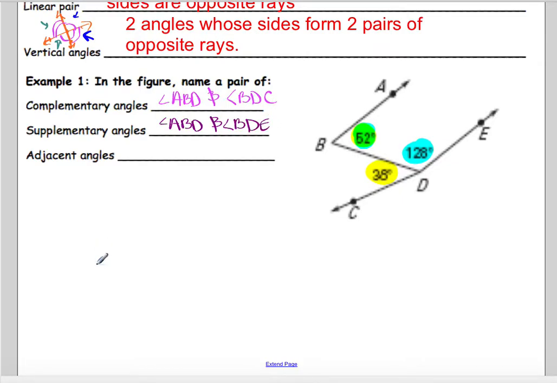Okay, and then an adjacent pair of angles, to be adjacent just means they're side by side. So this angle right there, and then this one here, they share this side here. They share a common endpoint, D, and they're next to each other, and they're not overlapping. So those are adjacent. Angle CDB and angle BDE are an adjacent pair.